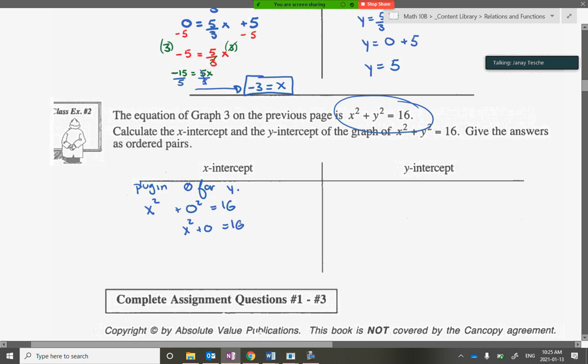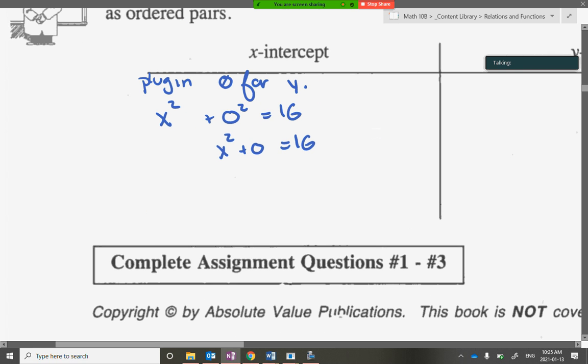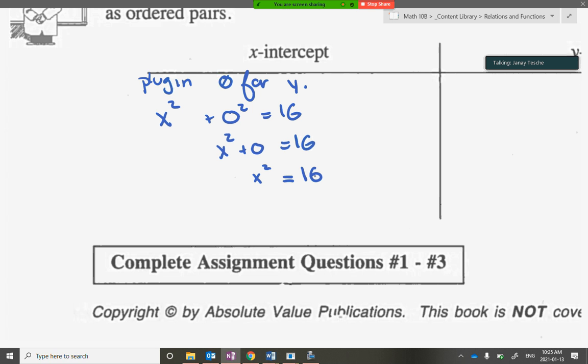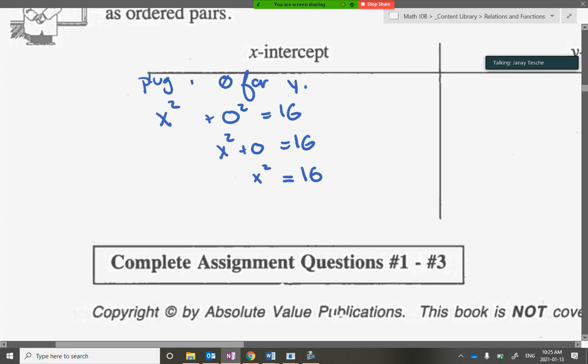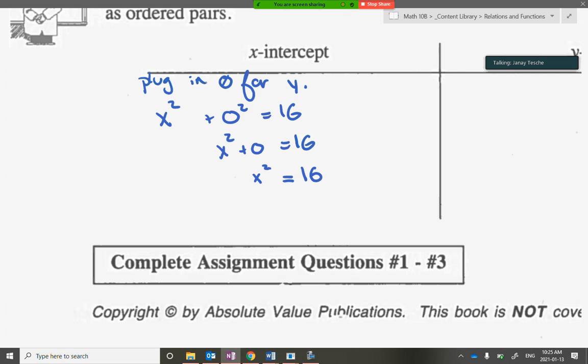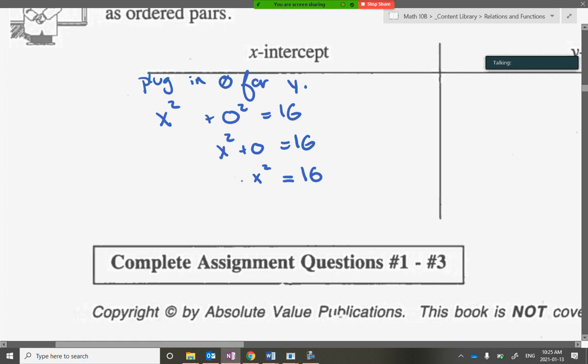Do I need to write that line down? No. Plug in 0 for y. How do I get an x out of an x squared? How do I cancel out the squaring? Good.